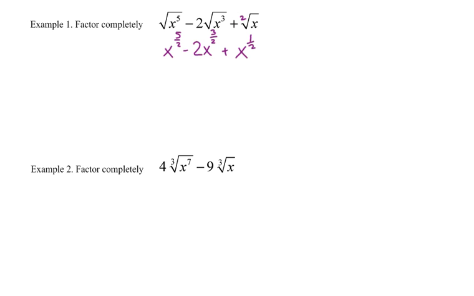So we're going to factor out the smallest. So how are we going to factor it out? Divide everybody by x to the 1/2. So x to the 1/2 is going to go in the front. And to figure out what goes inside, we divide everybody by x to the 1/2.